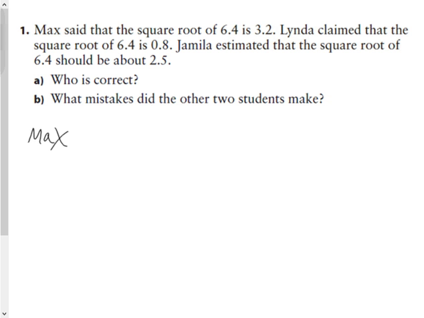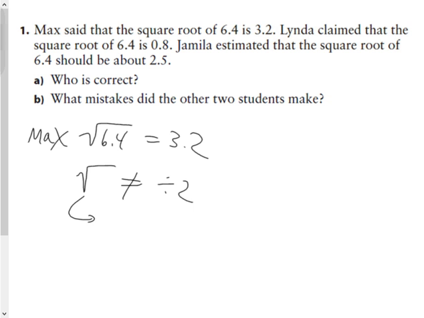Max said the square root of 6.4 is equal to 3.2. And of course, if we think about Max's for a second, he is making one of the most common mistakes with square roots: the square root does not equal dividing by 2. A lot of people look at the square root as saying, well, what's half of that number inside there? And it's not that. The square root actually means what number, when multiplied by itself, gives you 6.4?